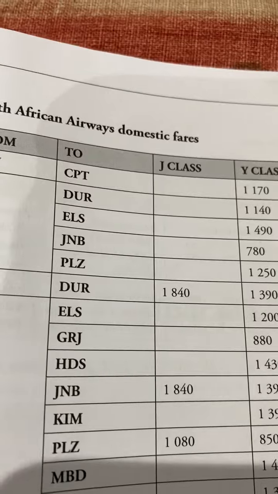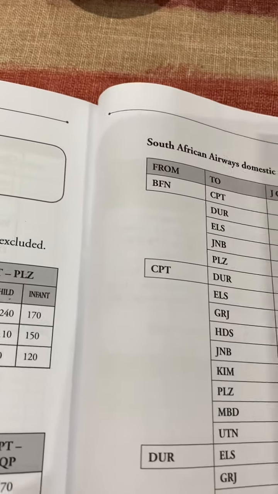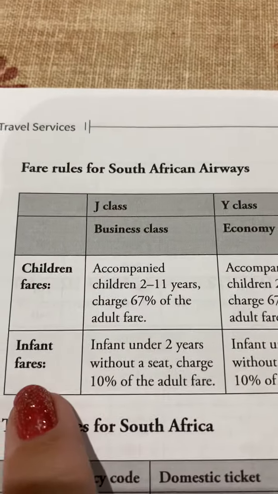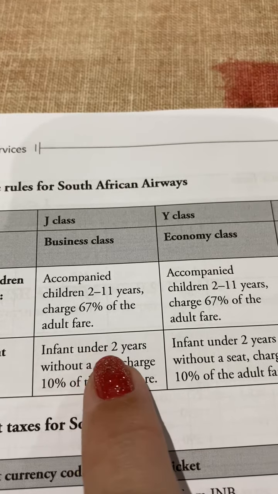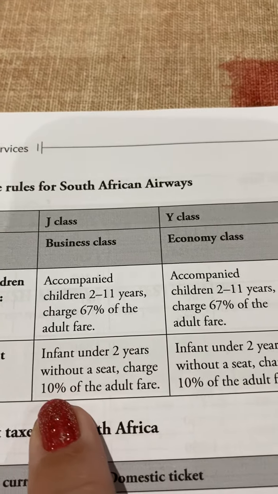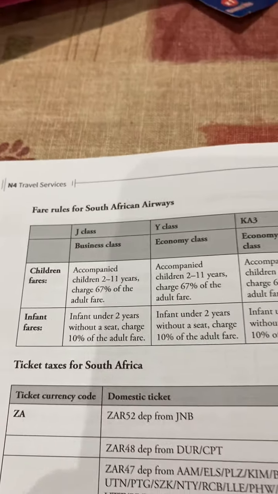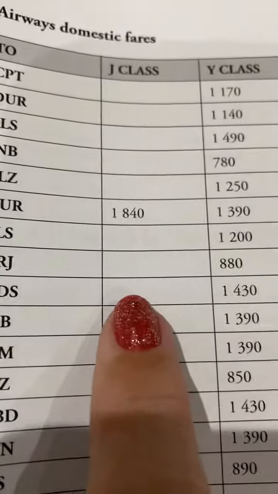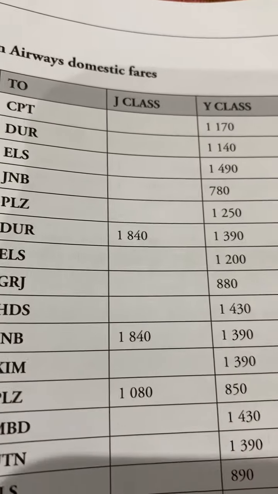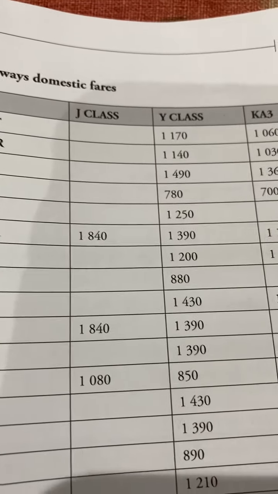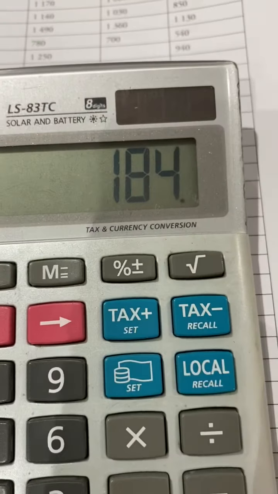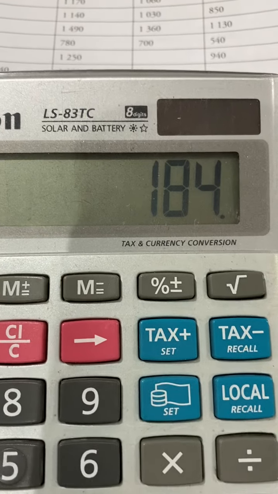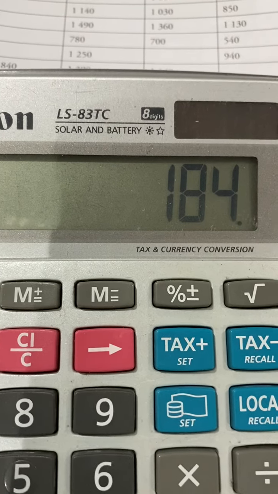I go to the rule. I turn the page because that's where it is published. You can find it. There we go. I'm traveling in business class. I want to take an infant. What does the rule say? 10% of the adult fare. So I take my adult fare. What was my adult fare? 1840. There's my adult fare. 1840 times 10%. And there is my answer, 184. And you will write 184.00.